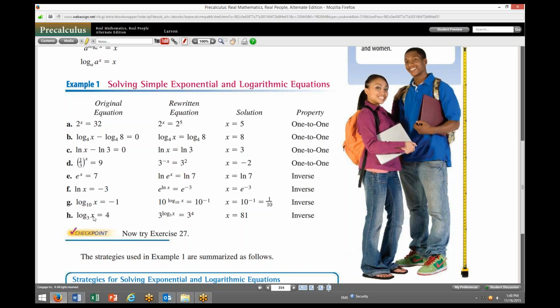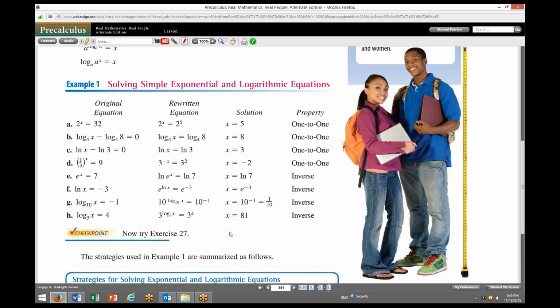And to say log base 3 of x equals 4 is just telling us that 3 to what power is x? 3 to the 4th power is x. So just write that out as an exponential equation. 3 to the 4th equals x. Now they didn't put that here, but I'm telling you this verbally. Log base 3 of x equals 4. The immediate corresponding exponential form of that statement is 3 to the 4th power equals x.